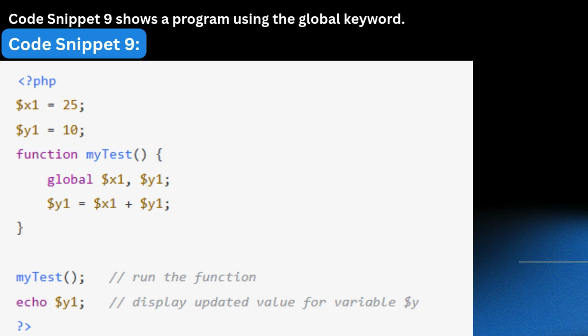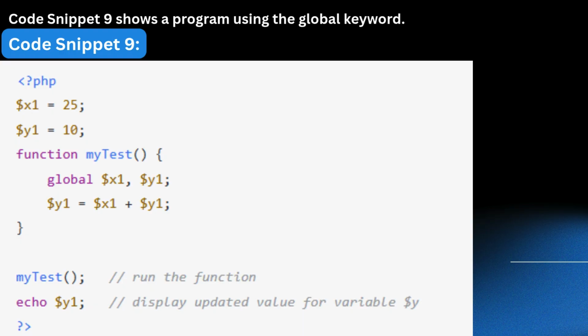Instead, you can pass values as function arguments and return the result. For example, you could rewrite the same program as function add($a, $b) { return $a + $b; }. Then simply call $y1 = add($x1, $y1), and echo the result. This approach is cleaner, easier to test, and avoids unwanted side effects.